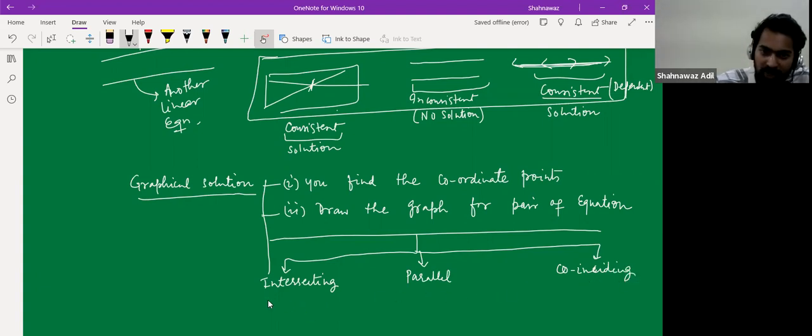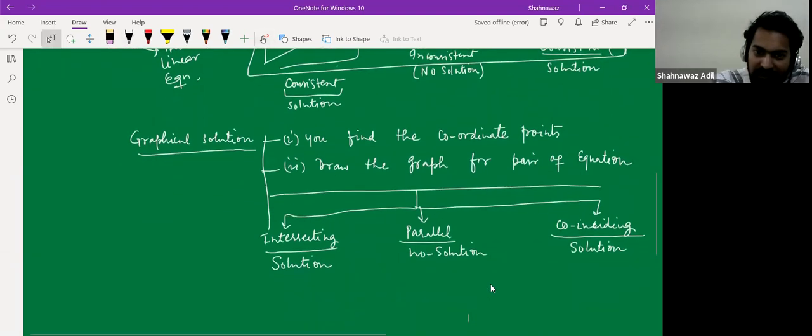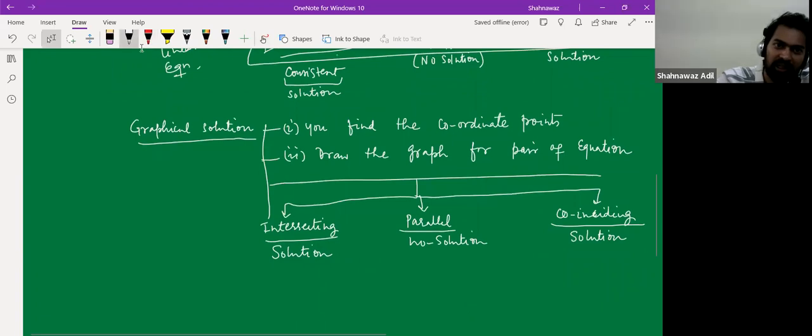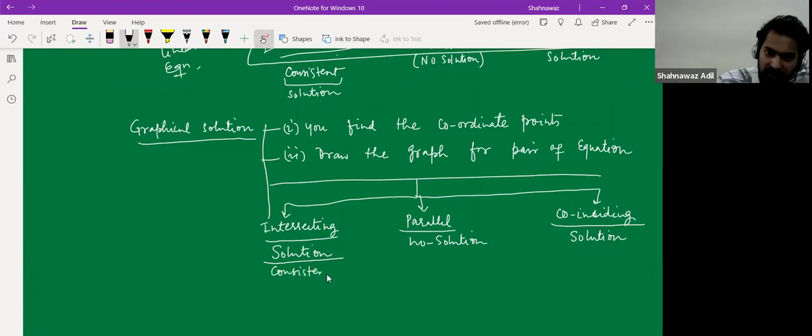So for intersecting, you have a solution. Coinciding also has a solution, but parallel doesn't have a solution. So these are the scenarios that you can get. If they are intersecting, or if this has a solution, then they are called consistent. And this one is also called consistent. And this one is called inconsistent.